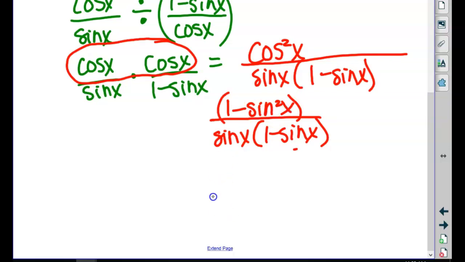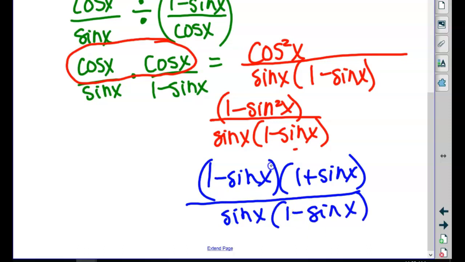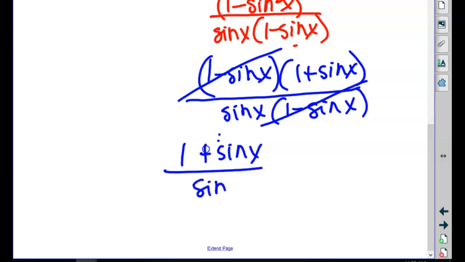I'm sure this is the long way. Can I factor it? It factors what? 1 plus sine. I don't know where I'm going with this. What can cancel now? This quantity, and then you change it back. So now I have 1 plus sine x over sine x. Is this what we started with? No, I don't think we've been here before.